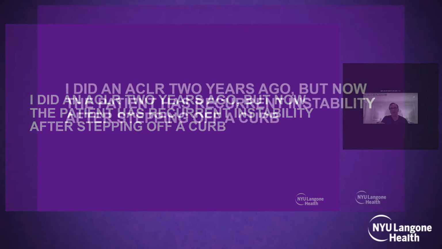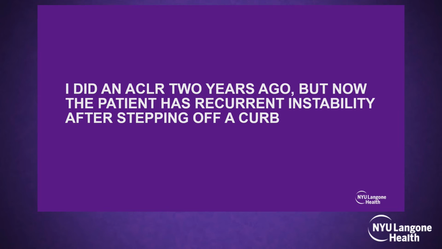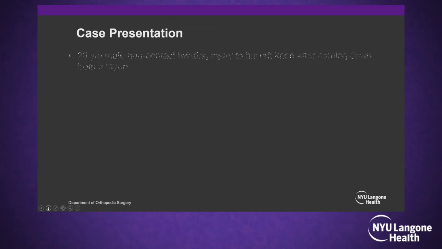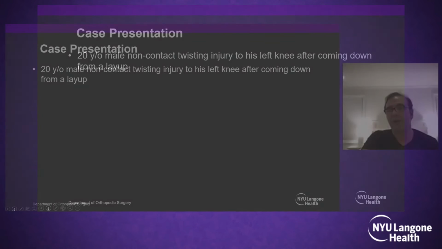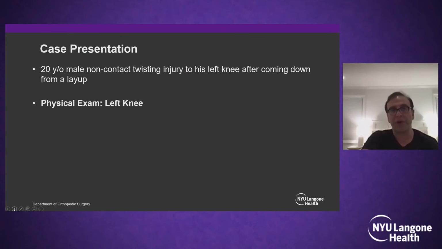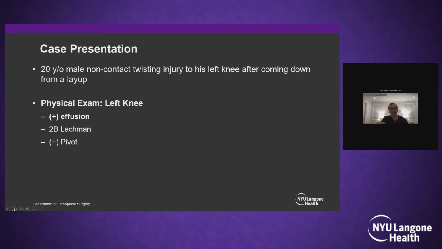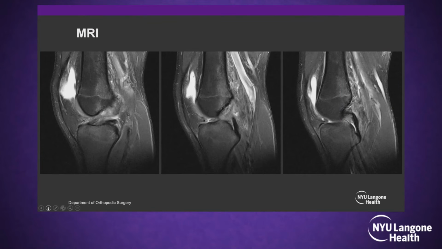So the first case is an ACL reconstruction that I did 2 years ago, but now the patient has recurrent instability after just simply stepping off a curb. This is a 20-year-old male, non-contact twisting injury to his left knee after coming down from a layup. This is after I initially saw him. His left knee examination demonstrated an effusion. He had the classic 2B Lachman. He did have a pivot.